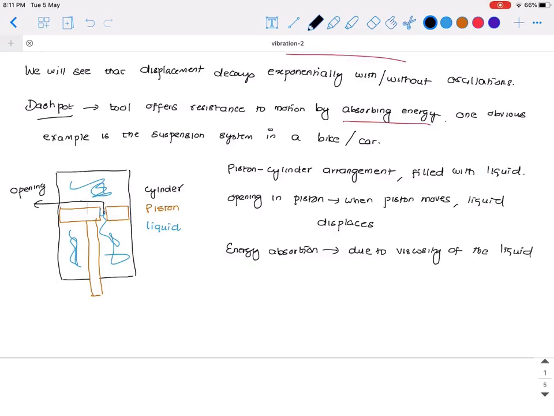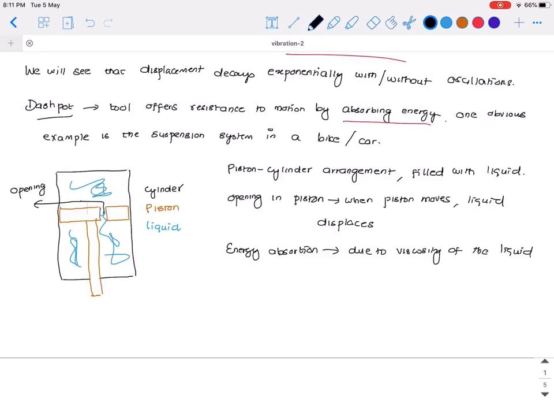Okay, so when the piston moves, the liquid has to displace, and this displacing liquid causes resistance to the motion of the piston, and this viscous dissipation is what we mean here by absorption of energy.